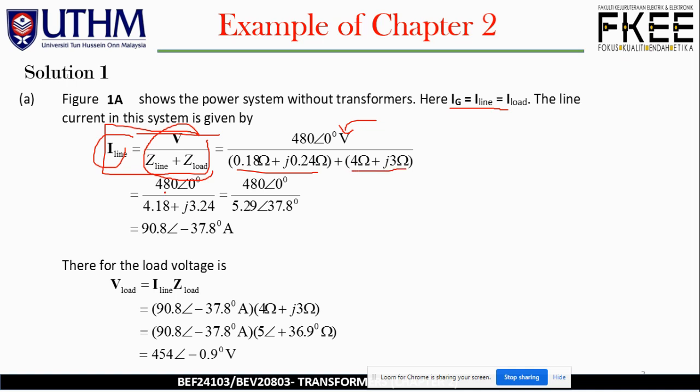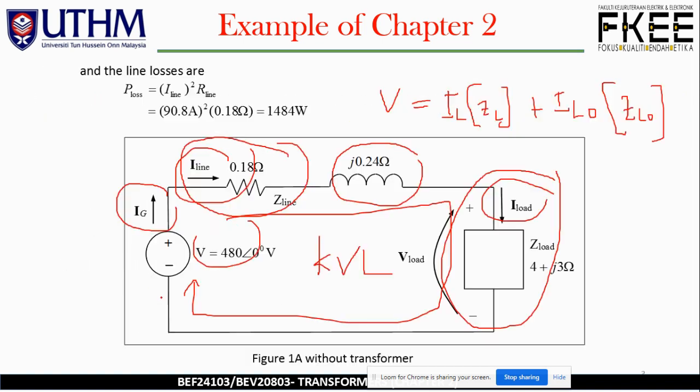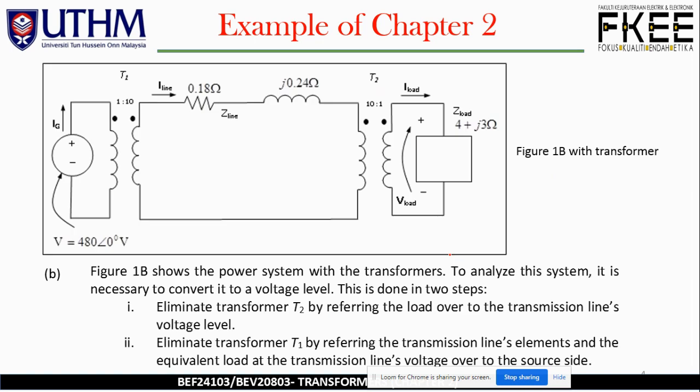So now we have 480 over 4.18 plus j3.24, giving the final I line as 90.8 angle of negative 37.8 degrees amperes. Therefore, for the load voltage, since we have just obtained the value of I line, go back to your diagram. We have I line equal to I load. From here, you are able to calculate the V load.